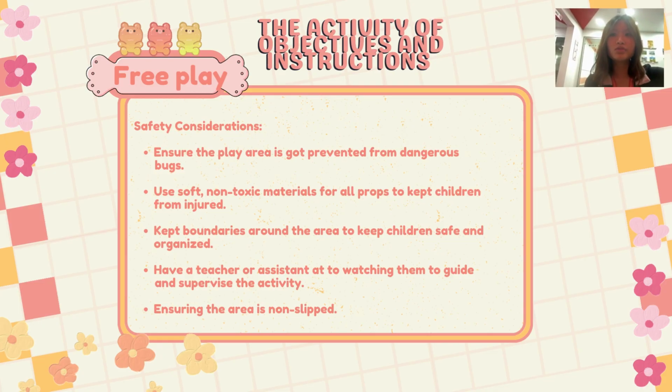Okay, so let's move to the safety considerations. Ensure the play area is free from dangerous bugs. Use soft, non-toxic materials for all props to keep children from injury. Keep boundaries around the area to keep children safe and organized. Have a teacher or assistant watching to guide and supervise the activity. Lastly, ensure the area is non-slip.